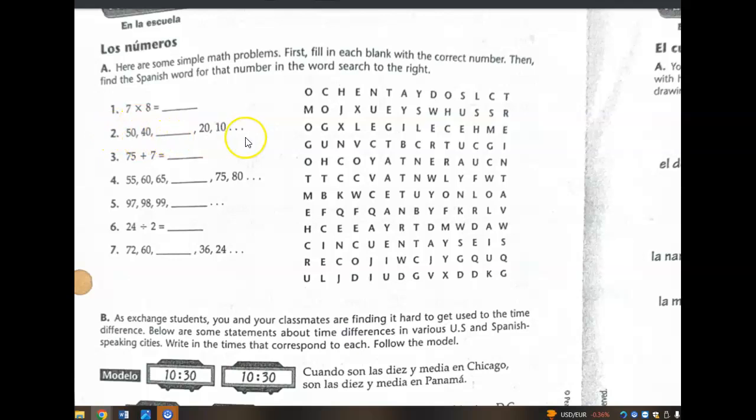Number 2, missing number in the pattern would be 30. 30 in Spanish is treinta. Treinta. And so on and so forth.